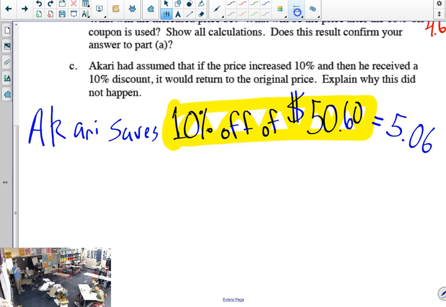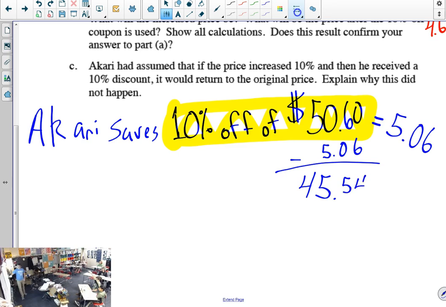Because the increase is referencing the old price, and the decrease is referencing the new price, Akari's actually going to pay 45. Oh, yeah.